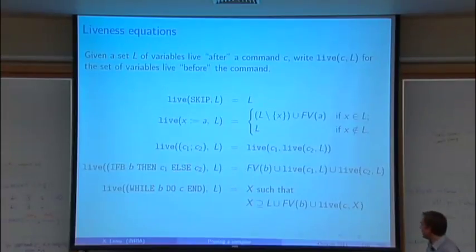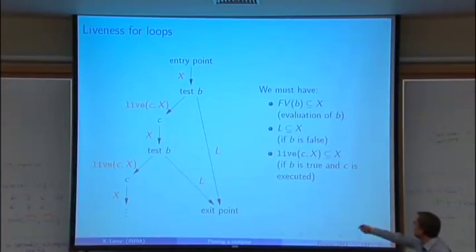Basically, we want a set X that satisfies this set inclusion. Let me try to give you some intuition. So this is a while loop that I have unrolled a few times, and we are looking for this X here, which is the set of variables live before the while loop. Two things are obvious. First, we need to test B, so all variables free in B must be in X. That's condition number one. Second, if B is false, we are going to exit immediately to after the loop, and after the loop, everything that is in L must be live. So L must be a subset of X.